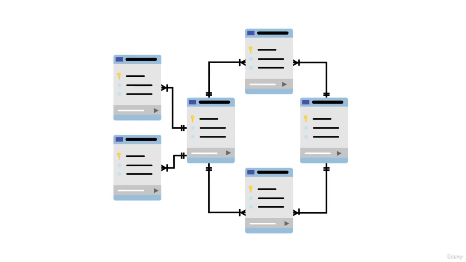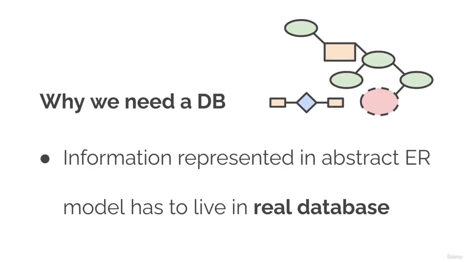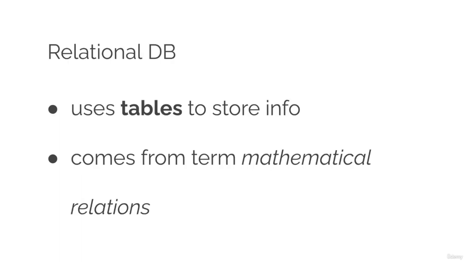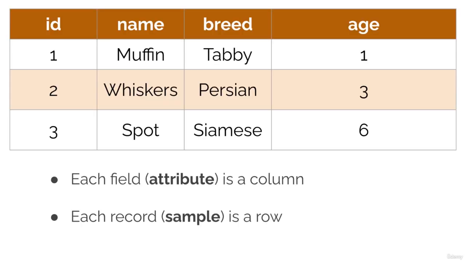In this lecture we are discussing what is a relational database, the most common type of database. First, let's talk about why we need a database. The information represented in an abstract entity relationship model has to live in a real database. The most common type being a relational database. A relational database uses tables to store information, and it comes from the term mathematical relations.